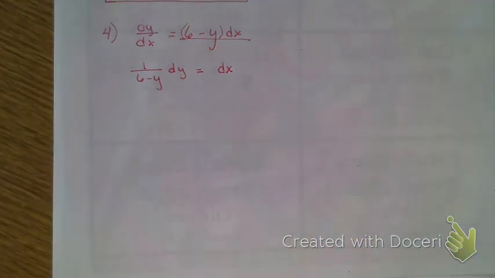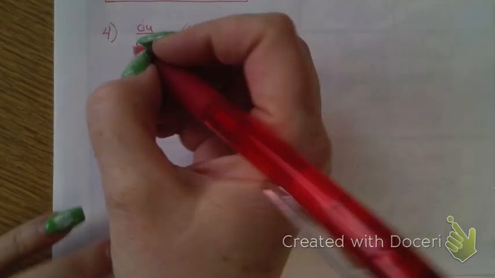Okay, so I've got the x's on one side, the y's on the other. And like I said, some are going to take more steps than others to do that. So now I'm ready to get rid of my derivatives. So I integrate both sides.